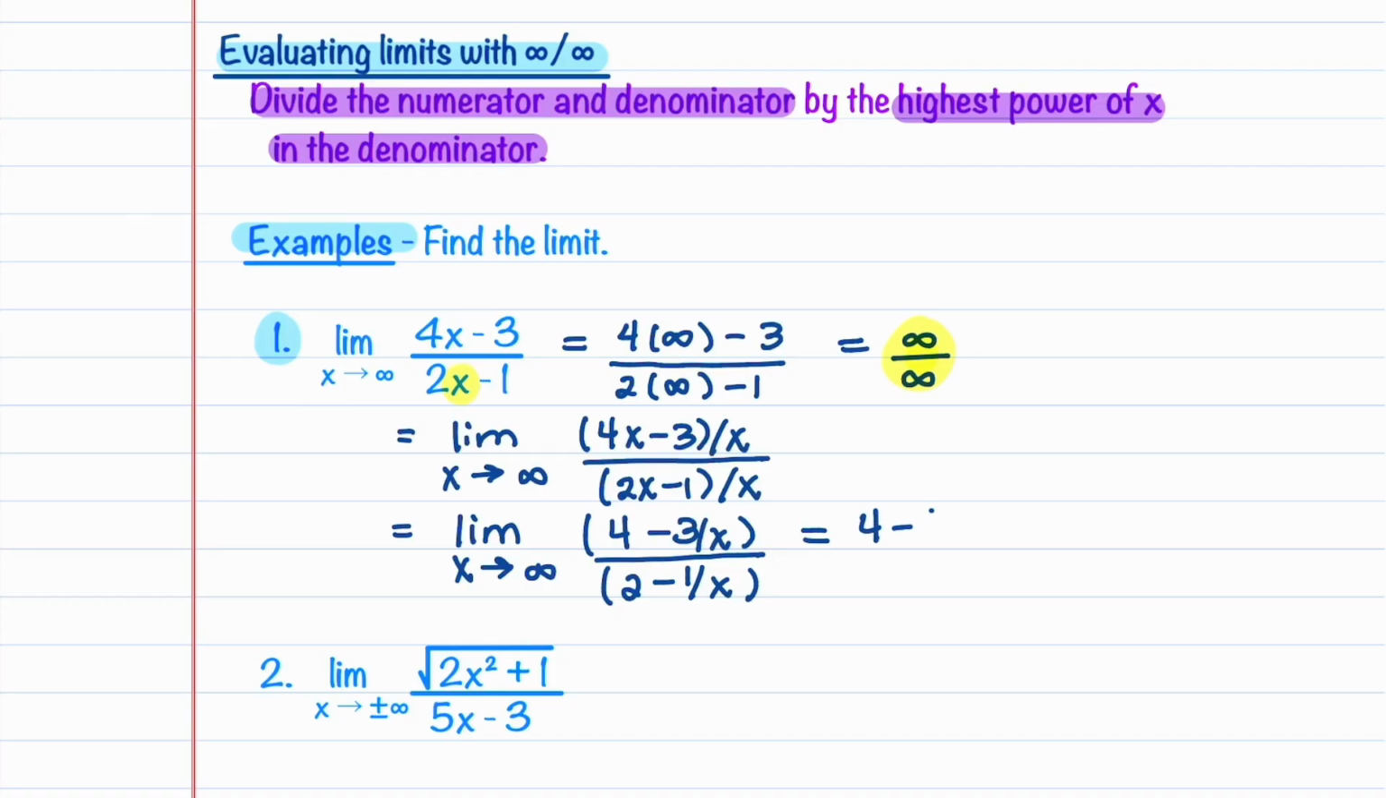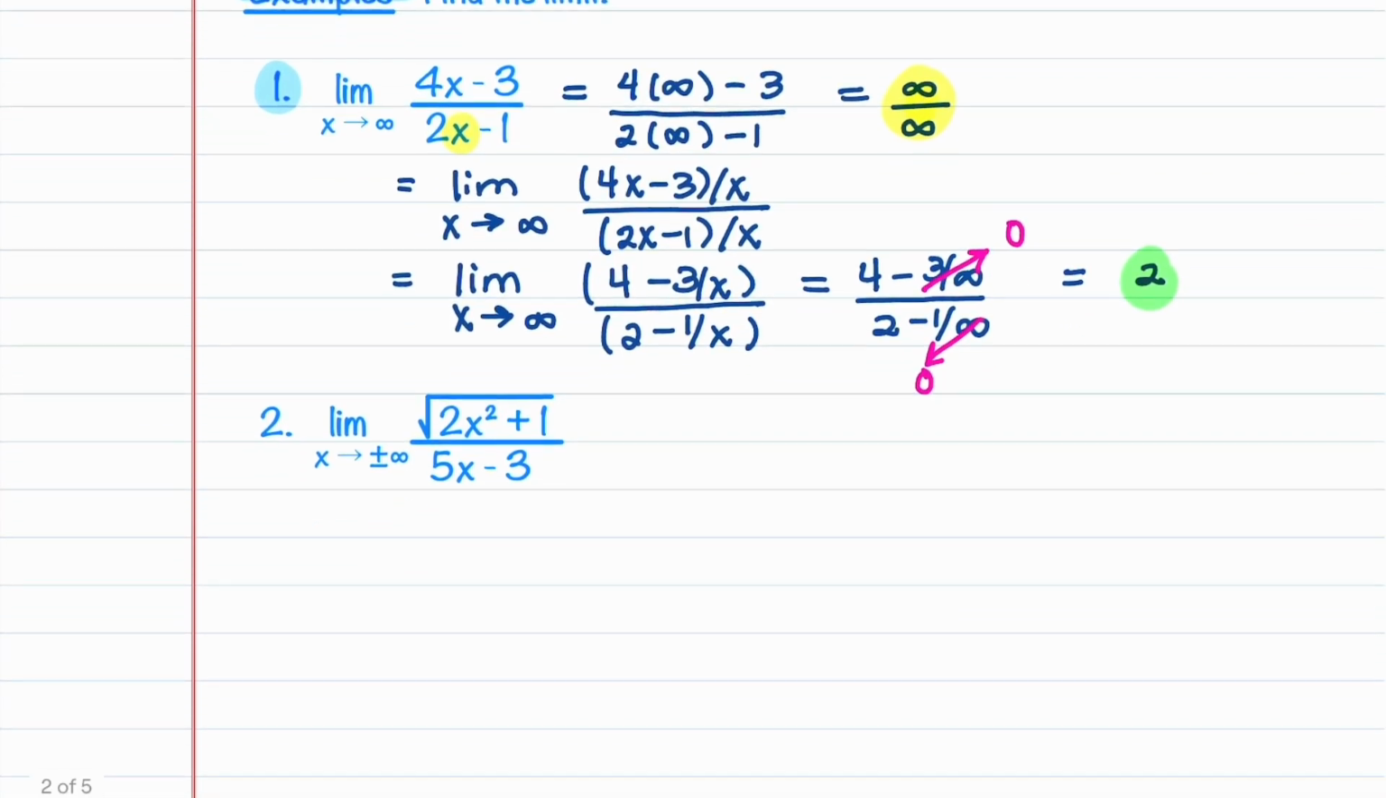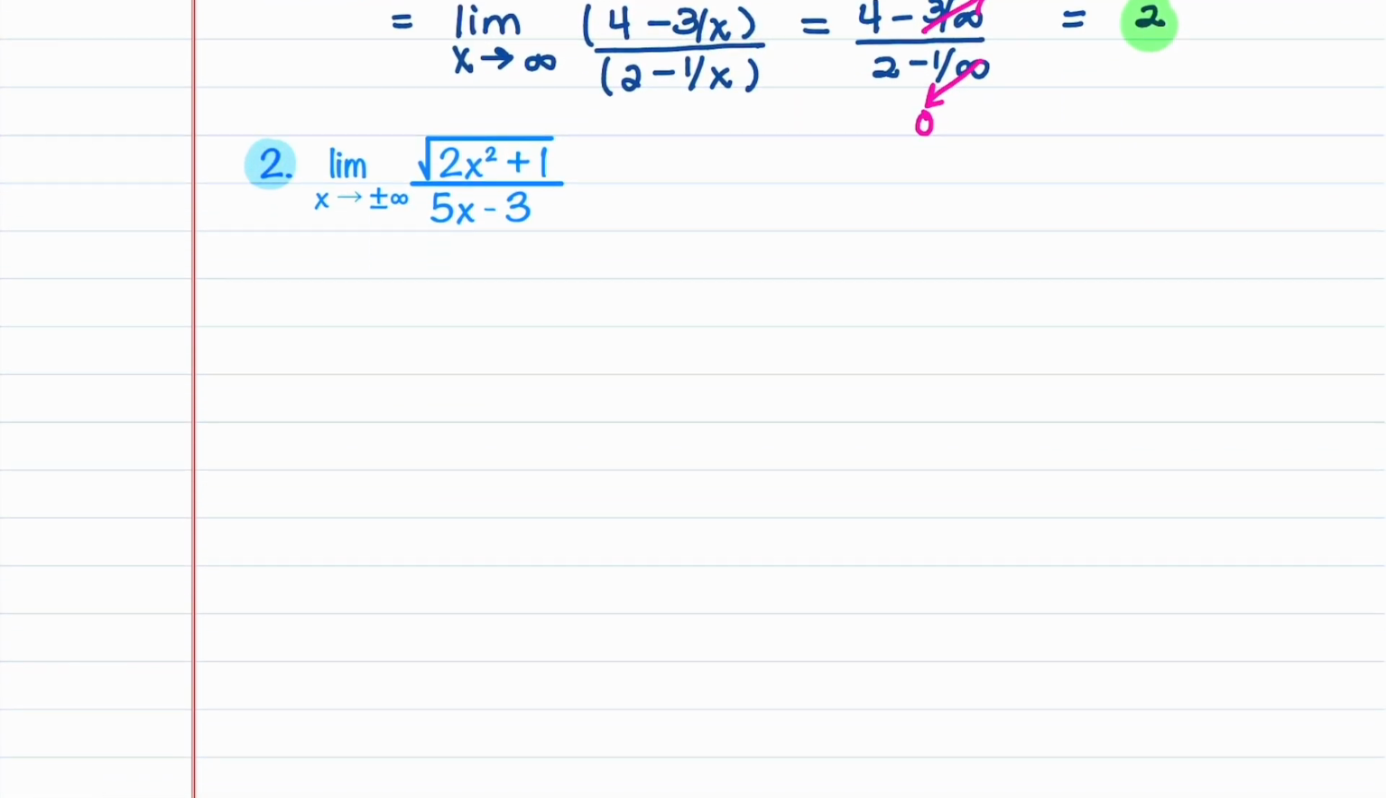So this is 4 minus 3 divided by infinity, all divided by 2 minus 1 over infinity. This term is going to go to 0, and this term is going to go to 0. So we're left with 4 divided by 2, which is 2. So 2 is the value of our limit. Let's now look at our second example. This one is a lot harder than the first one.